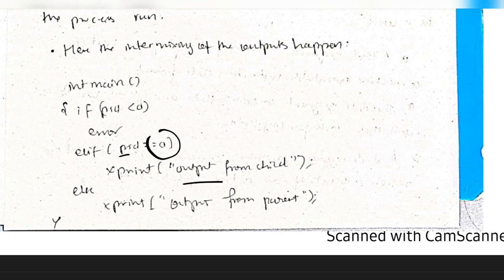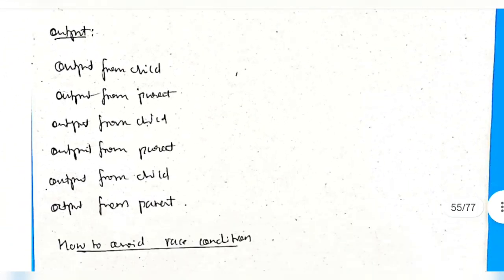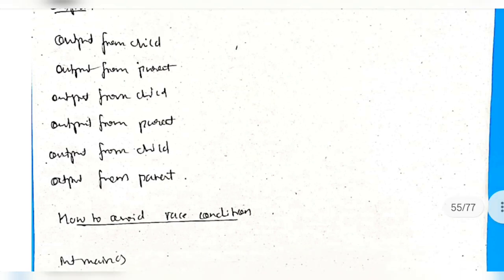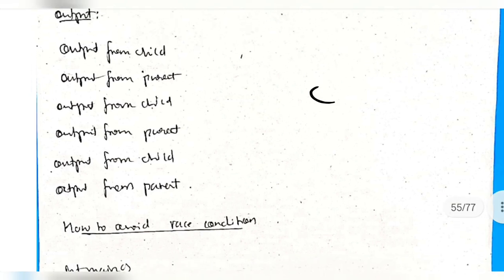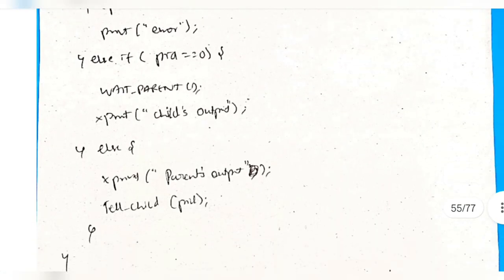If PID is 0, output from the child, else output from the parent. So if there is a race condition, there will be mixed output like child parent, child parent, child parent. But if it's not a race condition, it will be like child, child, child, then parent, parent, parent. So how do we achieve this? For that, we'll be using wait and tell.